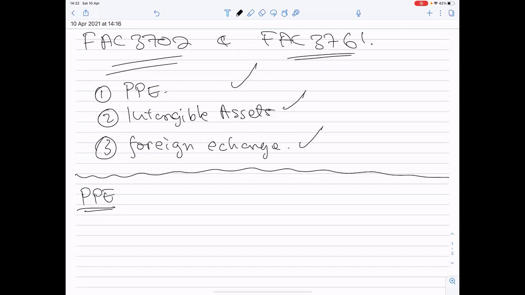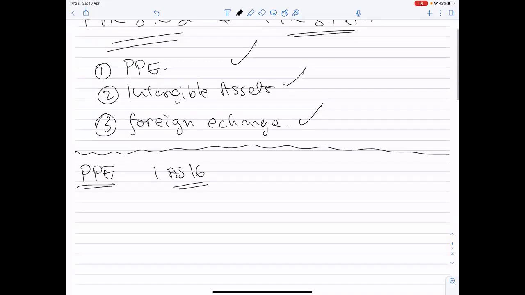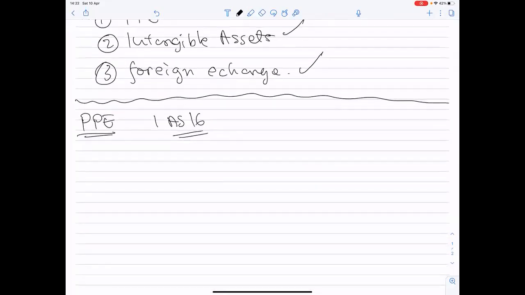Now with PPE, you are looking at International Accounting Standard number 16. So IAS 16 will be looking at the measurement and recognition of property, plant, and equipment, where it will define what an asset is. Are we together? So those are things that you will be looking at when you're looking at property, plant, and equipment. But we don't have to go much into detail about IAS 16 because you've been doing it since you were first year. So the important thing with property, plant, and equipment in FAC3702 is the presentation and the disclosure.